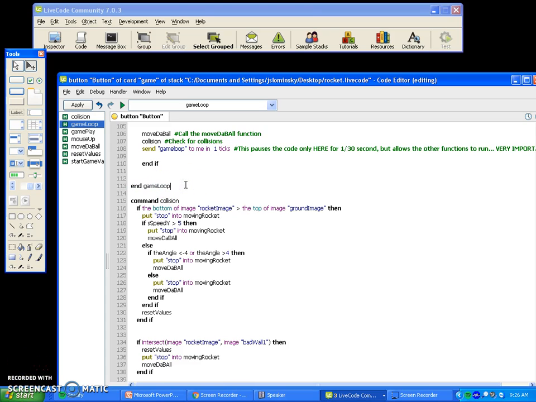What we're going to do in the next video is we're going to go over this. We're going to go over what all this stuff means, checking the collisions. Okay, that's what we're going to do there. That ends this video.